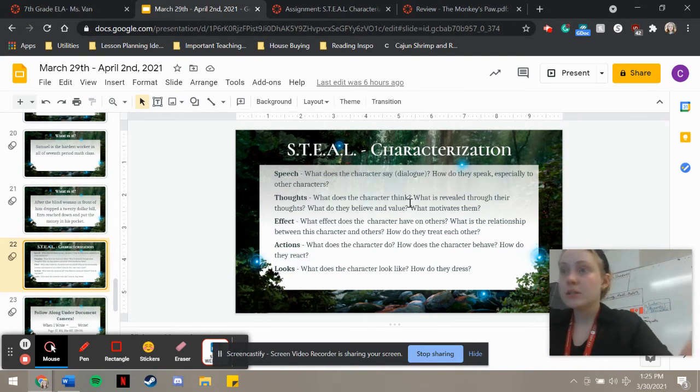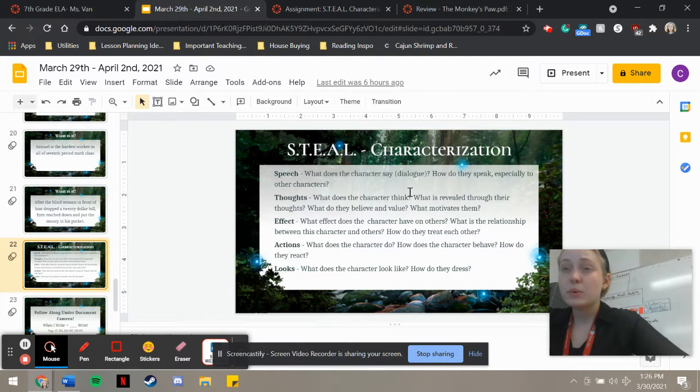So speech, what do the characters say in the story? What does the dialogue show us? How do they speak, especially to other characters? Do they speak kindly? Do they speak openly? Do they speak often to other characters? And what does the character think? What is revealed through their thoughts? What do they believe and value? What motivates them? Those are some things that we can ask ourselves about their thoughts.